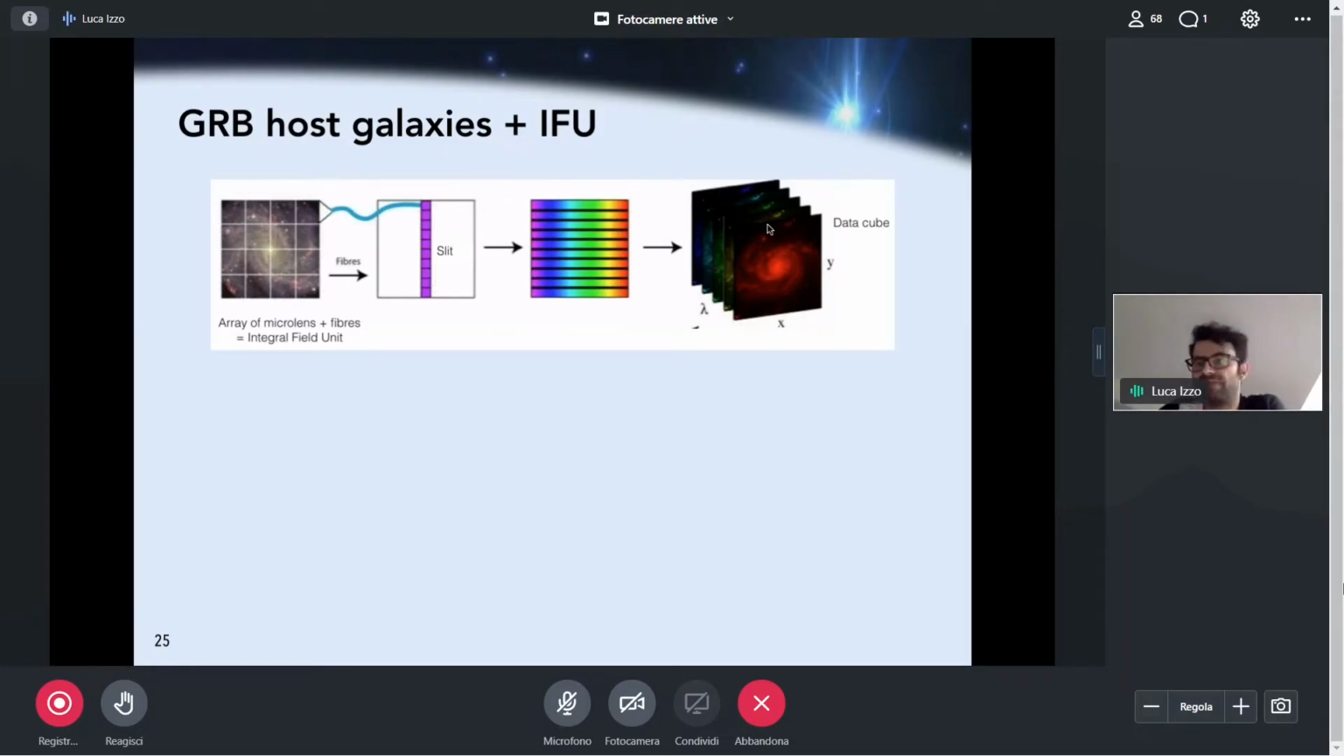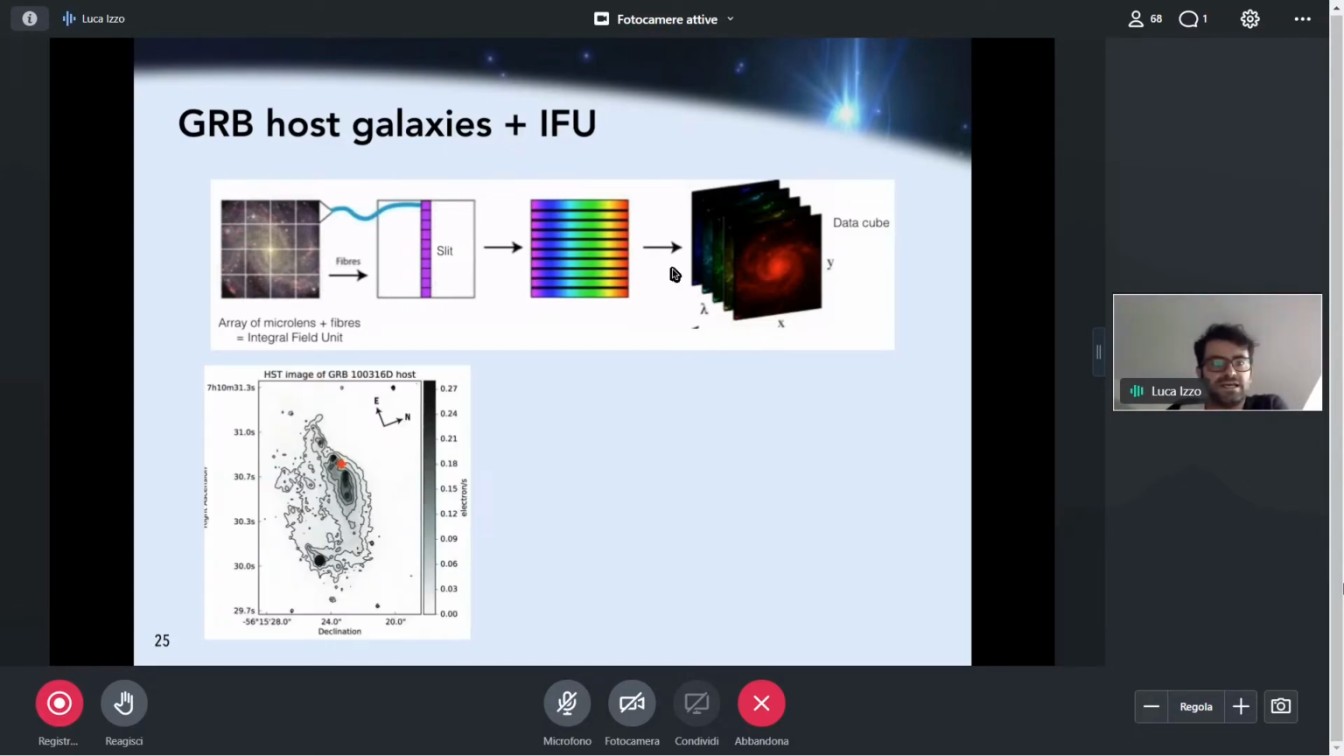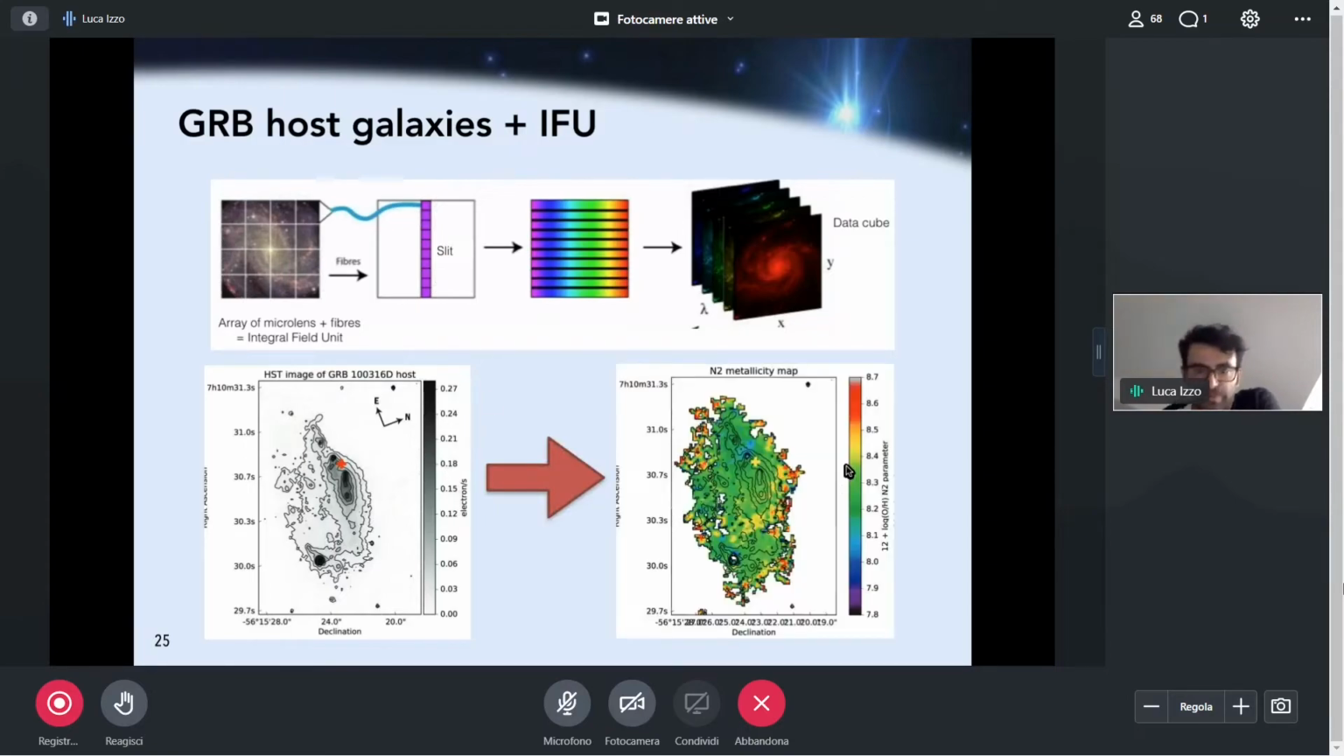In this case, as a final result, you do not have a two-dimensional image, but you have a three-dimensional data cube, where the first two dimensions correspond to the typical spatial right ascension and declination, and the third dimension is the wavelength. So in this case, you can spatially resolve the astronomical source that you are observing. And for the case of nearby GRB host galaxies, it's also possible to provide spatially resolved maps.